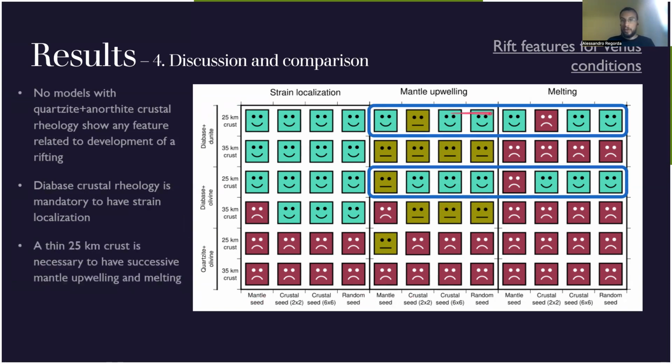Differently, mantle upwelling and melting occur only if we have a thin 25 kilometers crust. So models here and here. There are some differences also in this case for different seeds, but we can see two trends: melting and mantle upwelling for a thin crust, no melting for a thicker crust.